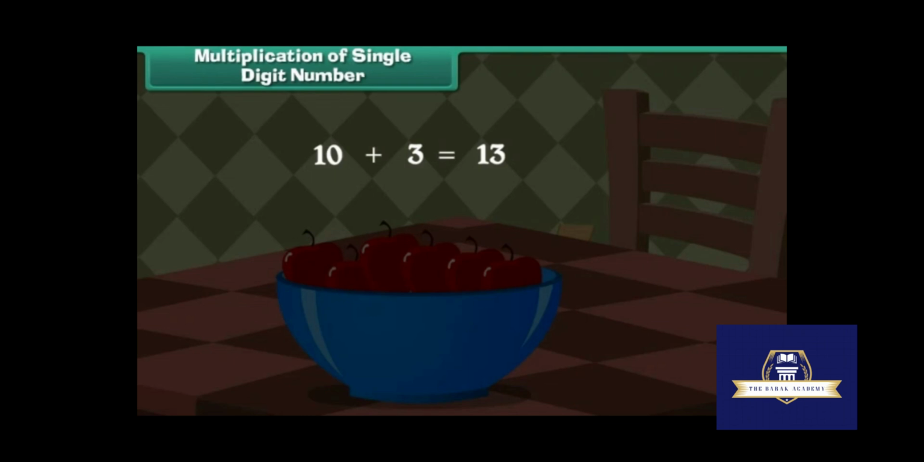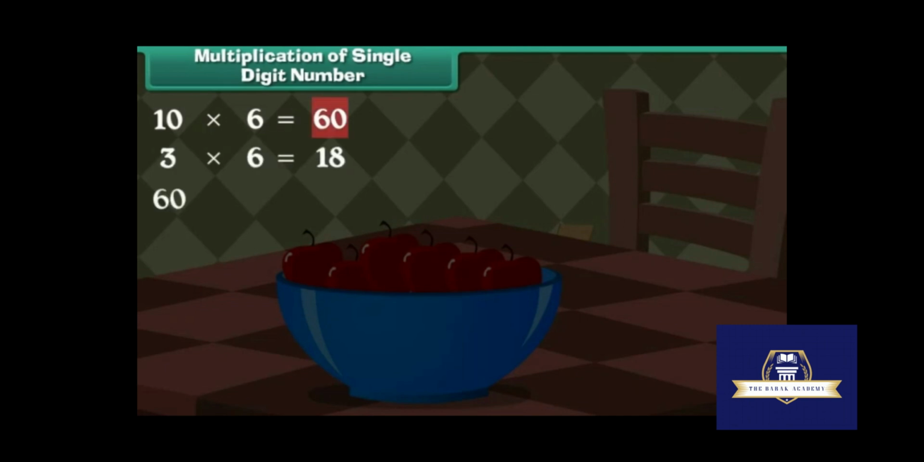Sum the results up. 10 multiplied by 6 is equal to 60. 3 multiplied by 6 is equal to 18. 60 plus 18 is equal to 78. 13 bowls will contain 78 fruits.